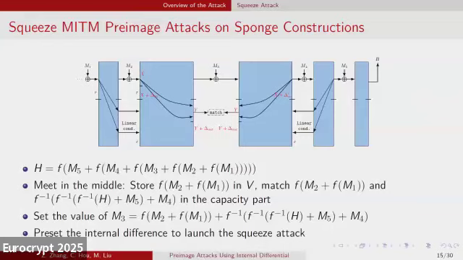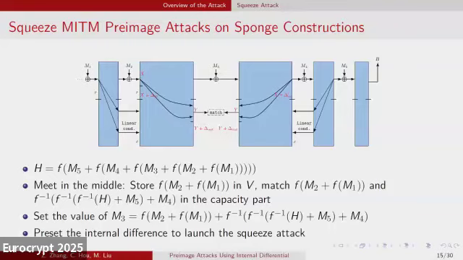Squeeze meet-in-the-middle attack can be used to perform pre-image attacks on sponge-based hash functions. We also select multiple blocks of messages and find a collision in the capacity part. And finally, we modify the value of the middle block to ensure the entire state is compatible.